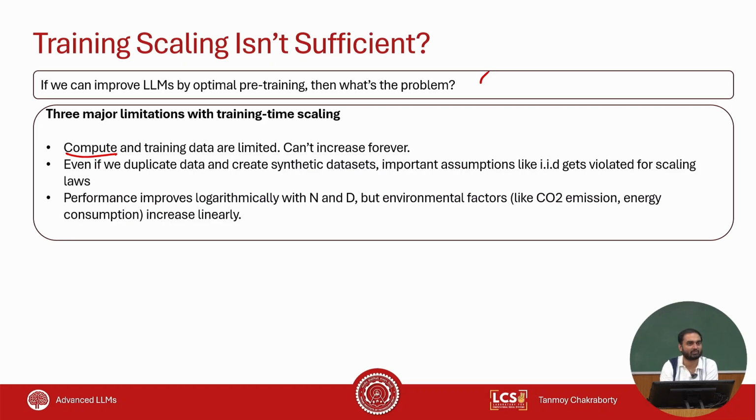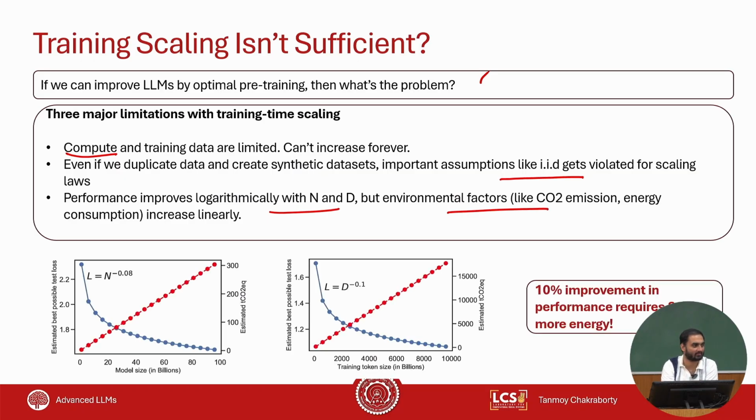The other problem is that if you think of synthetic data generation, or duplicating data, that would be a problem, because you violate the IID assumption. Now you are duplicating things, and your synthetic data essentially mimics the real world data, so you also see duplicates there. And very importantly, if you keep on increasing the size of the parameters and datasets, that would affect the environment in terms of CO2 emission, energy, etc.